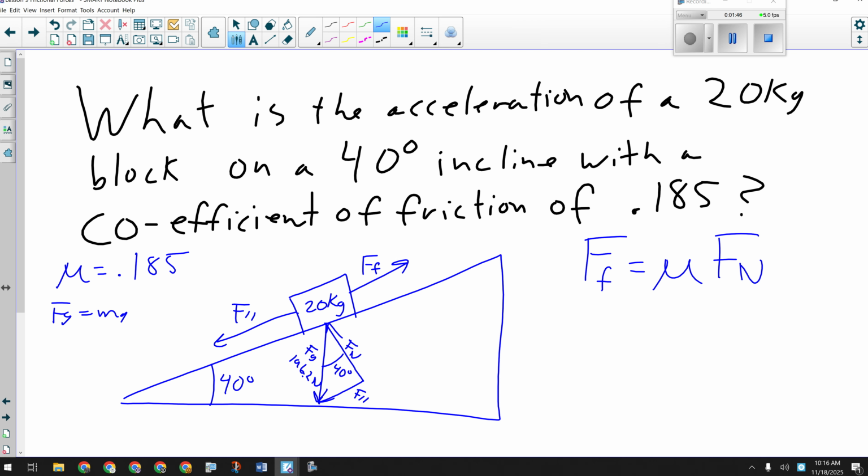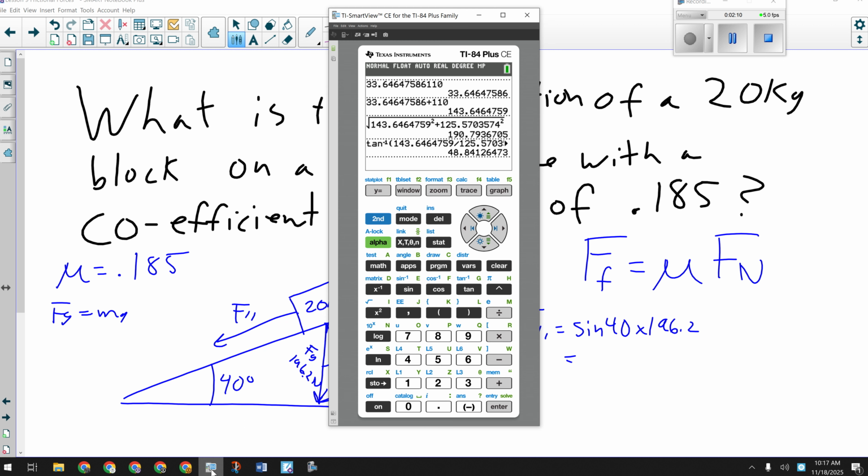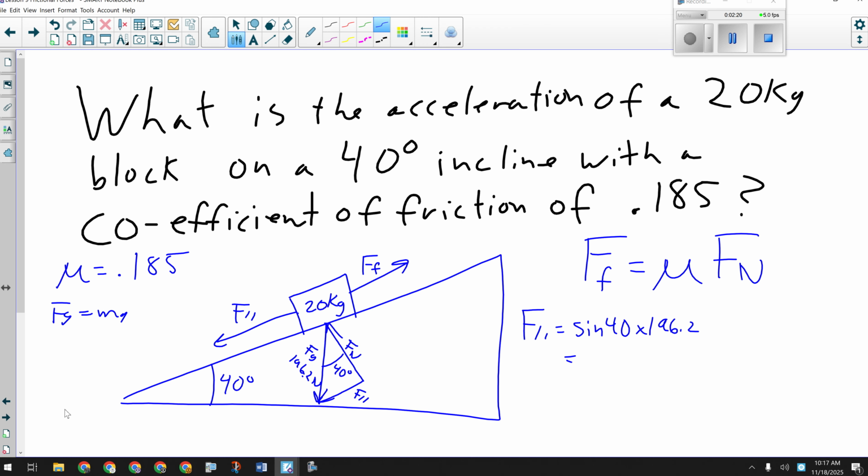Now that I know that, I have to calculate both sides of that internal inclined plane triangle, because I'm going to need F parallel, and I'm going to need normal force to get the force of friction. So I'll have to calculate them both. F parallel, because it's the opposite side, will be the sine of 40 times 196.2. So F parallel is going to be 126.11 newtons.